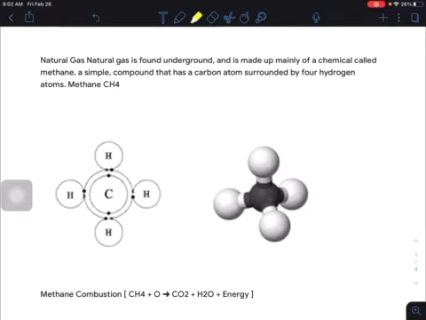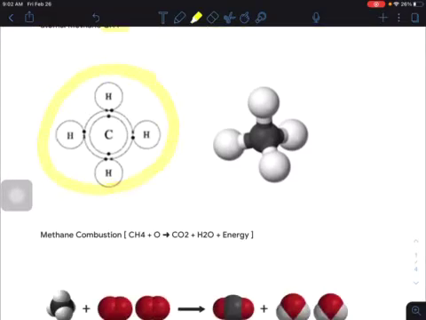Natural gas is also called methane. It's a simple carbon compound that contains 4 hydrogen atoms and 1 carbon atom. So its formula is CH4. This is what it looks like if we just draw it on a piece of paper. This is more of a 3-dimensional drawing of the same thing.